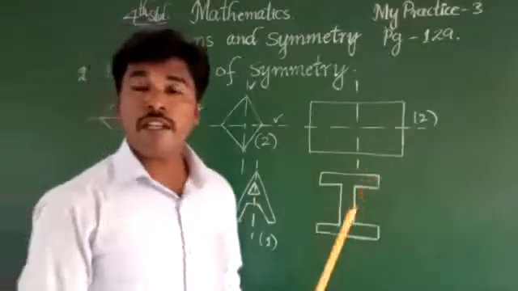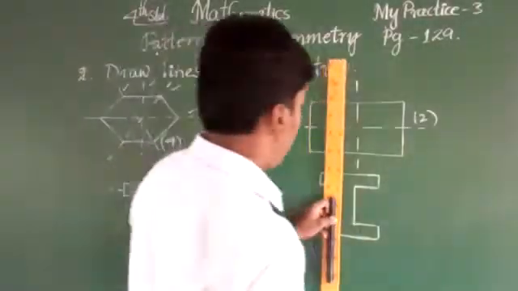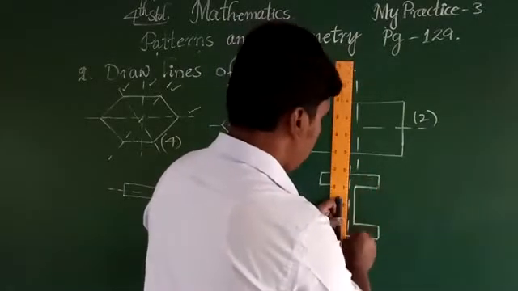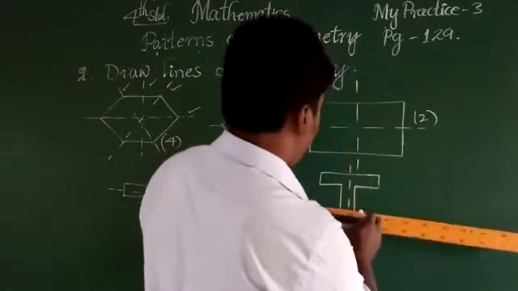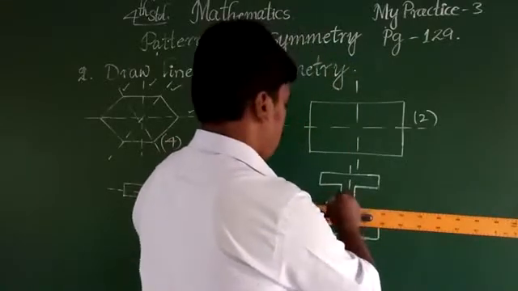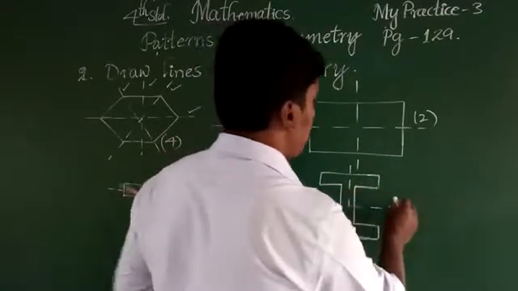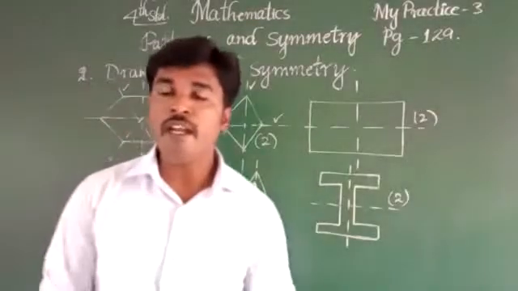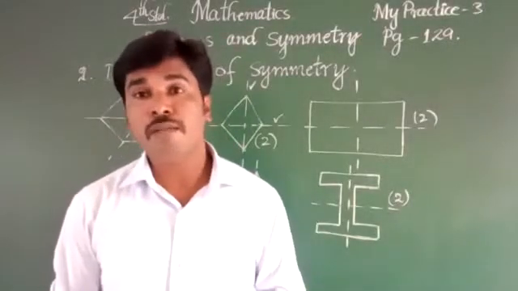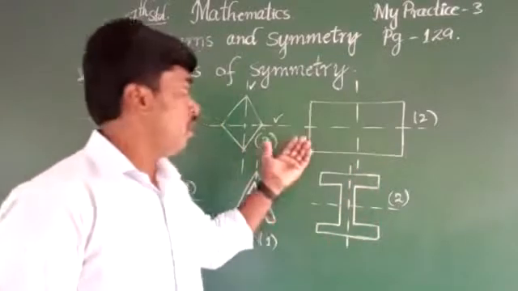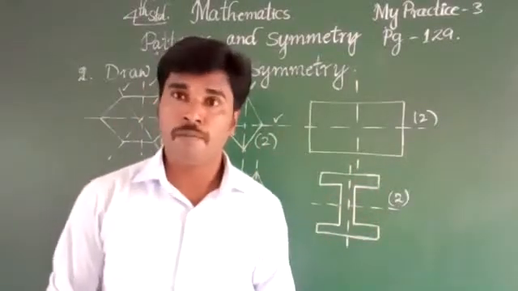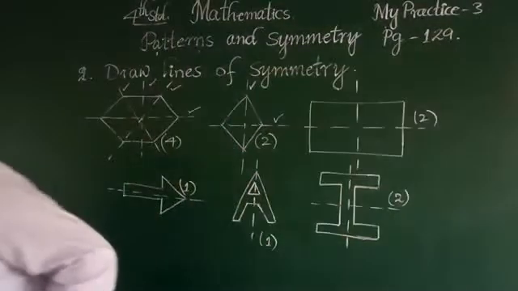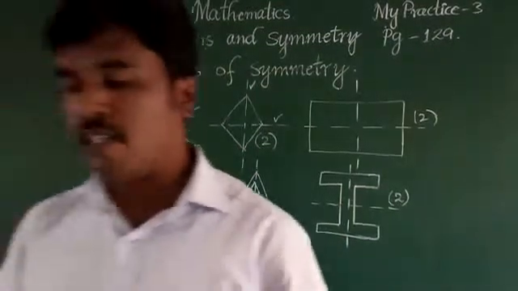For the letter I, how many lines of symmetry does it have? Yes, students, observe here. It also has 2 lines of symmetry. In this way, for the remaining figures also, draw the lines of symmetry, count how many you get, and write it beside the figure only. Complete the questions in the textbook itself. I hope you will finish My Practice Time 3.